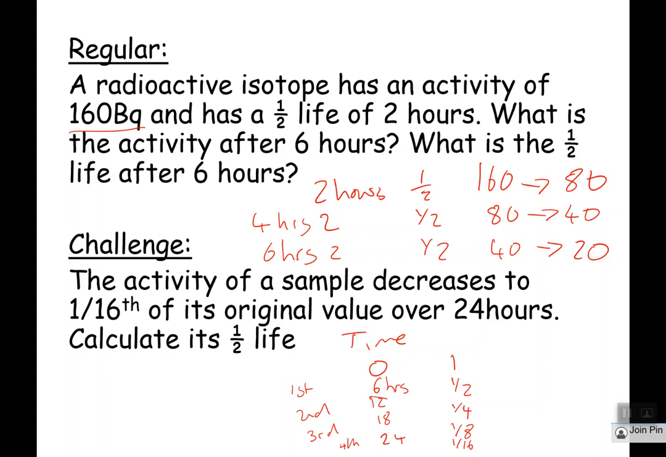You could even say that after a certain number of half-lives, you have 1 over 2 to the n, n being the number of half-lives. So if you've gone through 3 half-lives, you will have 1 over 2 to the 3, you will have 1/8 of your substance remaining.